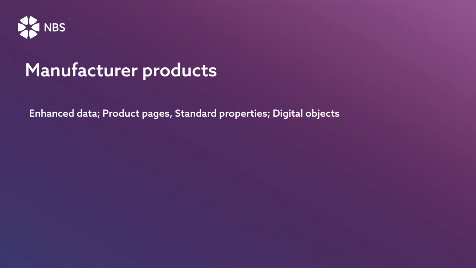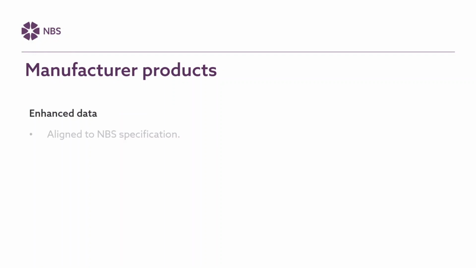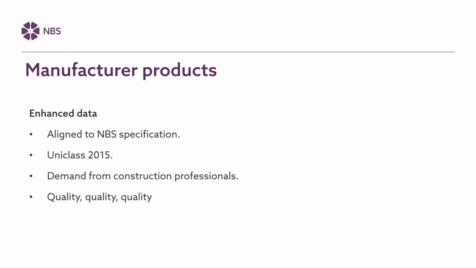So let's discuss manufactured products in more detail. Manufactured products in NBS Source are now aligned to the NBS system or product outline specification clauses utilising Uniclass 2015. This is referred to as enhanced data as it's structured to meet requirements of the specifier.